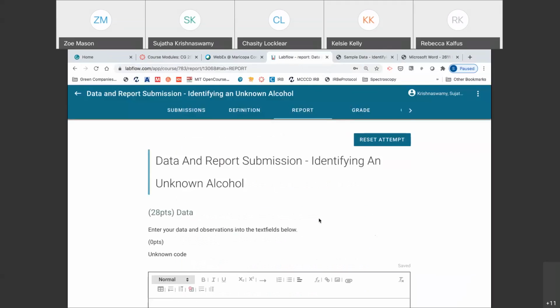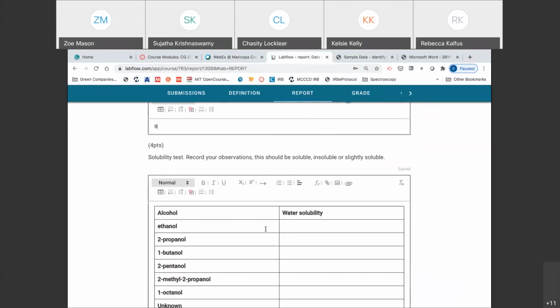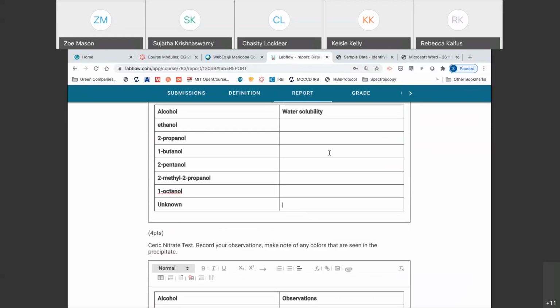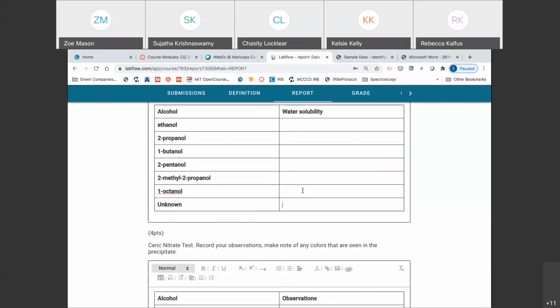Now we'll go to the lab report. So the unknown code, you're going to write B, right? Solubility test, this is what it is. For the unknown, you'll go to the sample data. It says unknown, insoluble. So you're going to write insoluble. So everything else, you're going to estimate your solubility.